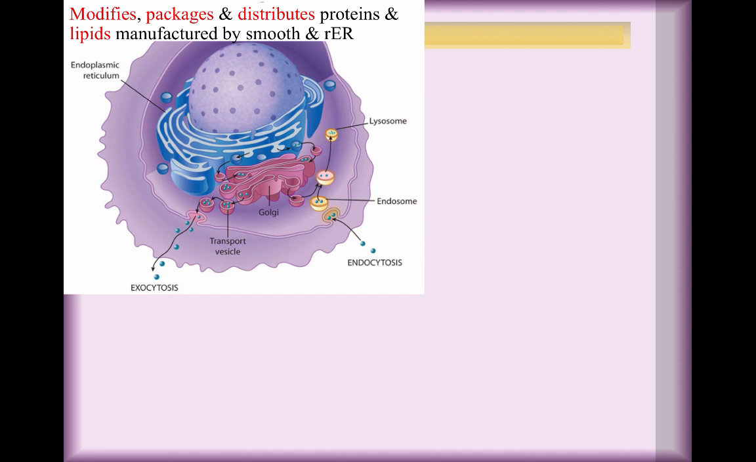The Golgi apparatus can also take in lipids coming from the smooth endoplasmic reticulum, and it can modify those as well. And again, one of the things that can happen is we can add carbohydrate to make glycolipids. After those have been modified, they get packaged up at the other end and then sent out to some other place.